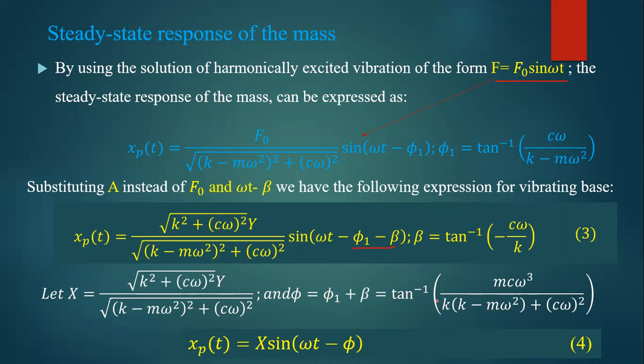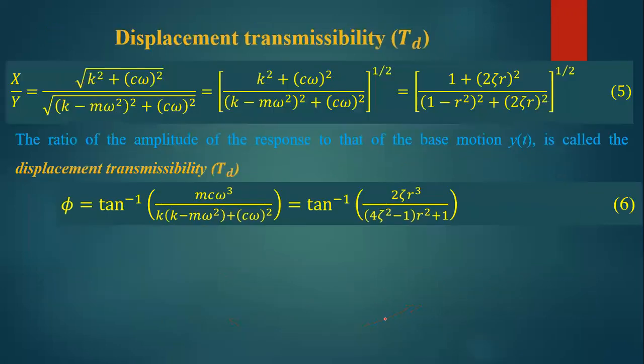So we can make some arrangement here. So it is not as such. So let's consider this equation as whole x. So we have this x, okay, and this part as phi, so that sine omega t minus phi. So phi is this thing, and the x is this equation. Okay, so this is the steady state response of the mass.